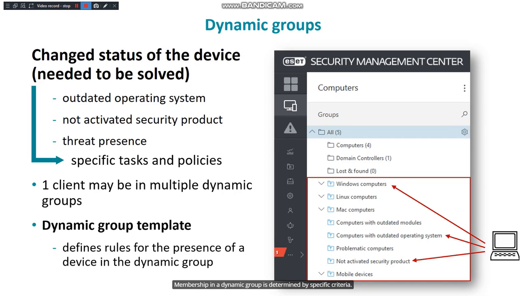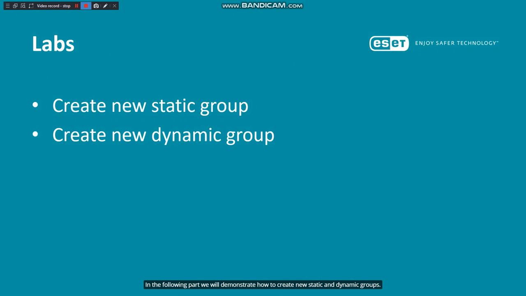Membership in a dynamic group is determined by specific criteria. Computers that meet the criteria will be added to the dynamic group automatically. If the client computer does not meet that criteria, it will be removed from the dynamic group. It is the EM agent that locally evaluates the criteria and determines the presence of computer in the dynamic group. These criteria or rules are defined in dynamic group templates. In the following part we will demonstrate how to create new static and dynamic groups.